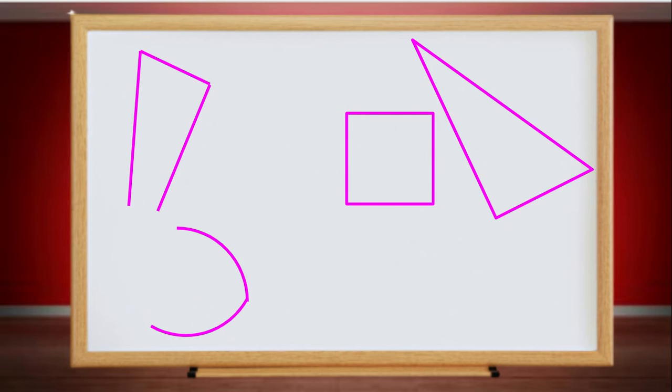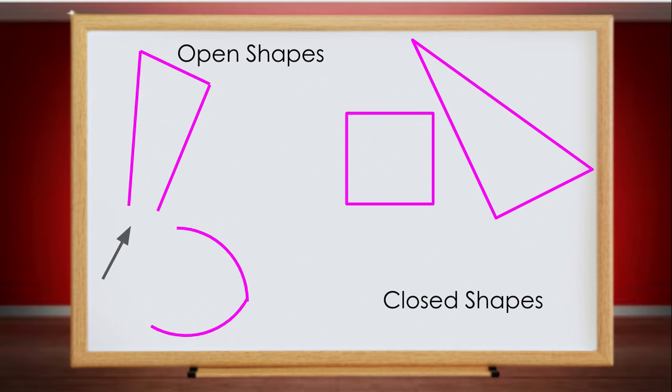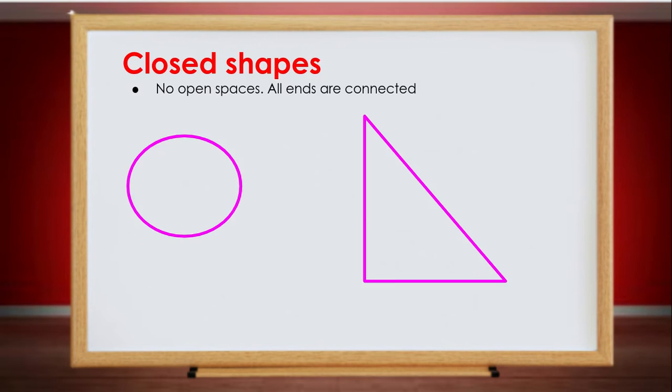I'm ready. So my left side actually has two shapes that have an open space, and these are called open shapes. And my shapes on the right have all connected sides with no open space. These are called closed shapes. So that's one attribute we can think about when we're thinking about sorting shapes. Remember, closed shapes are no open spaces and all ends are connected.